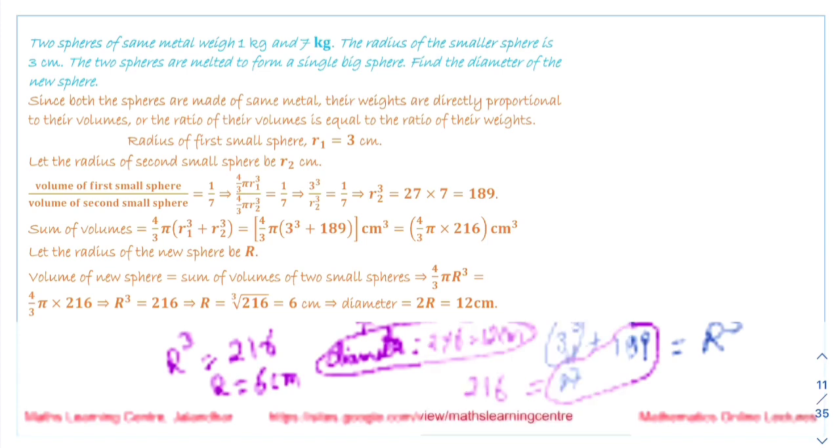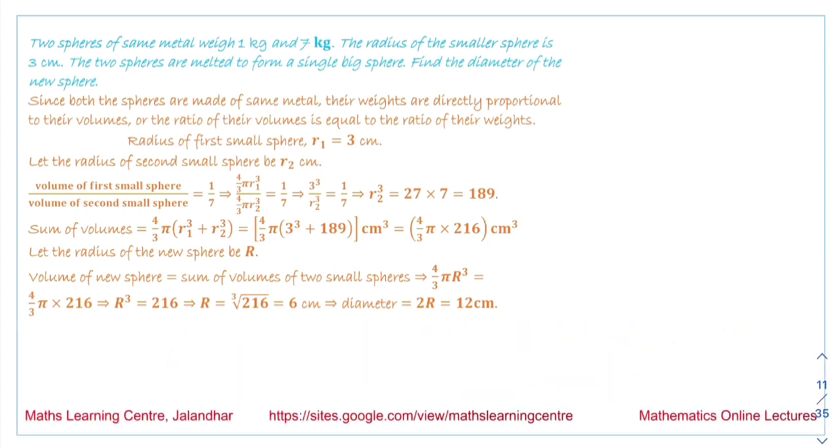Now the next question we have is: two spheres of the same metal weigh 1 kg and 7 kg. The radius of the smaller sphere is 3 centimeters. Suppose this value is R1, and the two spheres are melted to form a single big sphere. Find the diameter of the new sphere. We have to calculate the diameter of the new sphere. Suppose the radius of this new sphere is capital R.